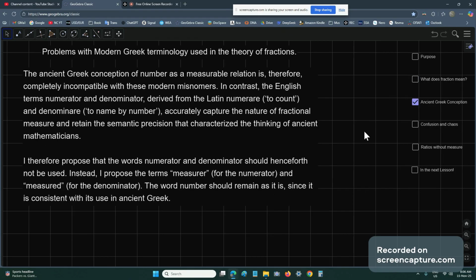Well, their conception of a number was as a measurable relation. It was completely incompatible with modern misnomers. Okay, so for example, the English terms numerator and denominator derived from the Latin.